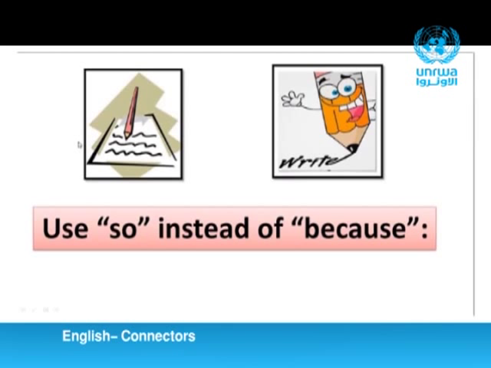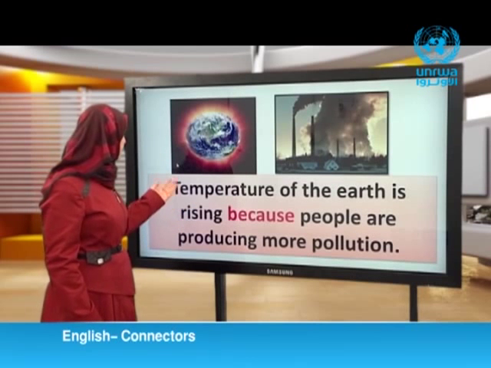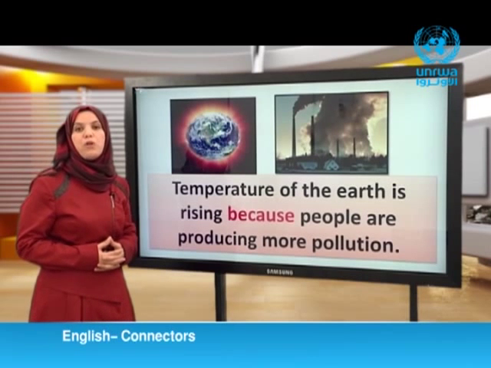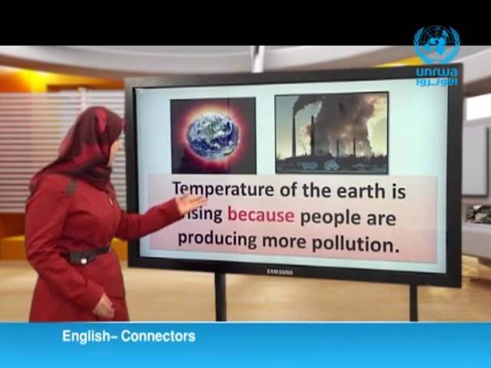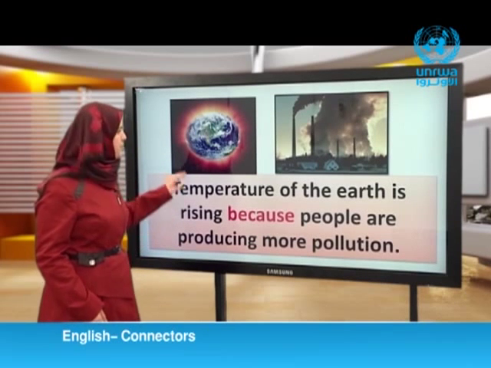Now let's have another activity. We are going to use so instead of because. Let's see the first one. Temperatures of Earth is rising because people are producing more pollution. Now, instead of because, we are going to use so. Let's see together.